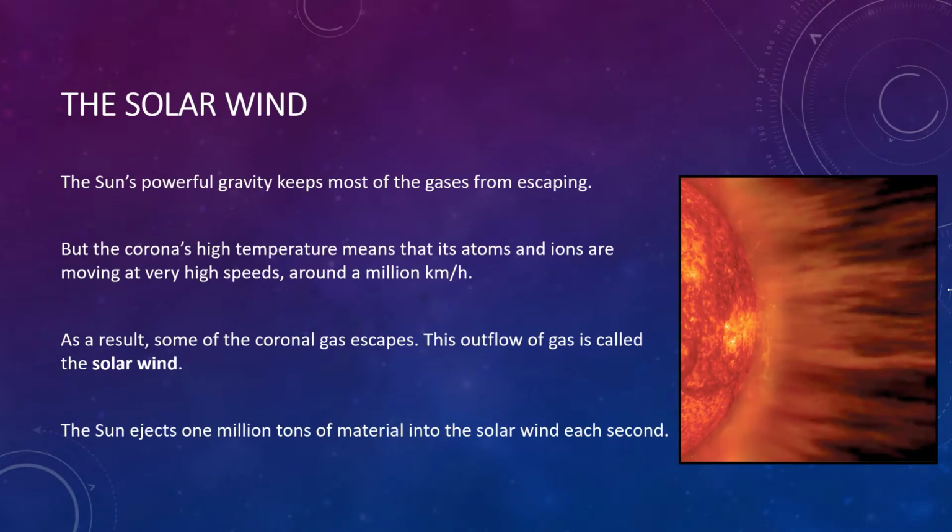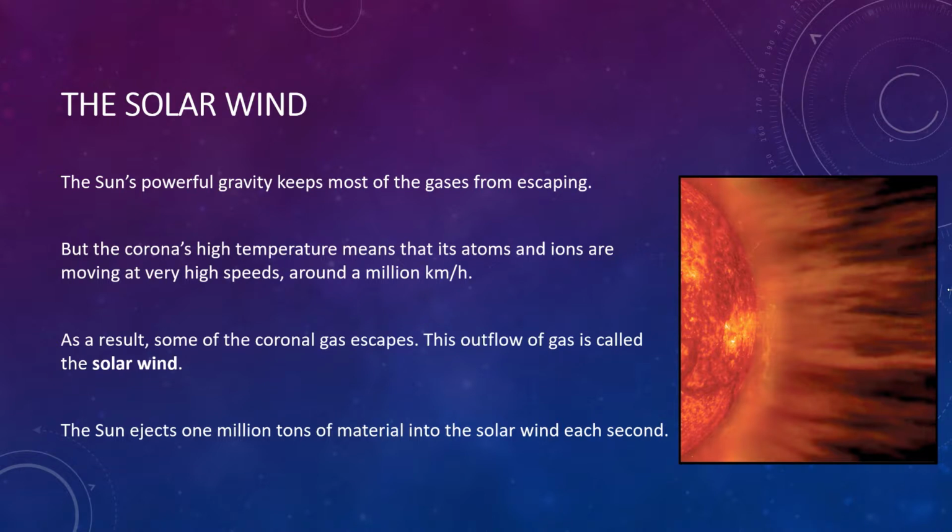Earth's gravity keeps our atmosphere from escaping into space. In the same way, the sun's powerful gravitational attraction keeps most of the gases of the photosphere, chromosphere, and corona from escaping. But the corona's high temperature means that its atoms and ions are moving at very high speeds, around 1,000,000 kilometers per hour. As a result, some of the corona gases can escape, and they do. This outflow of gas is what's called the solar wind.